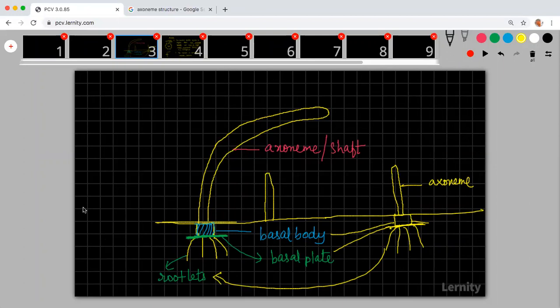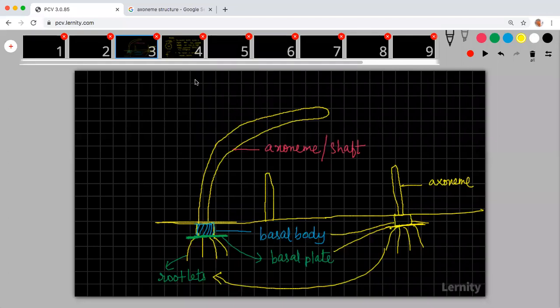So if you are going to talk about cilia or flagella, we are trying to study the structure of them, how it is organized. That is what we are trying to study. These are the four parts in a cilia or a flagella.